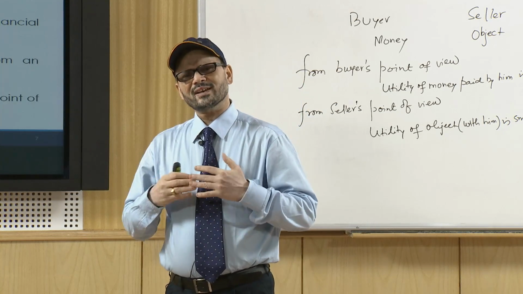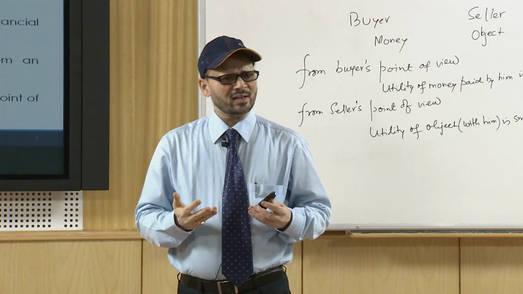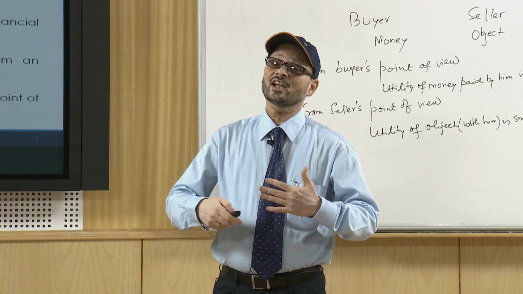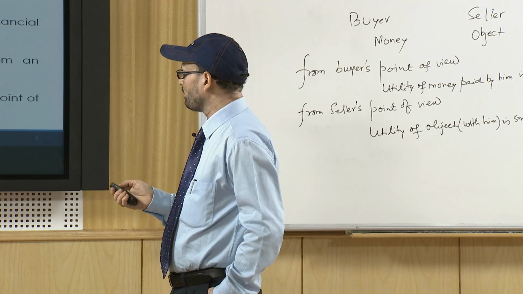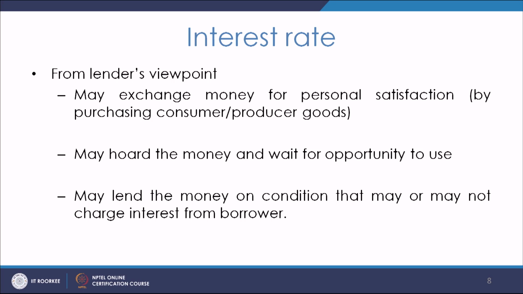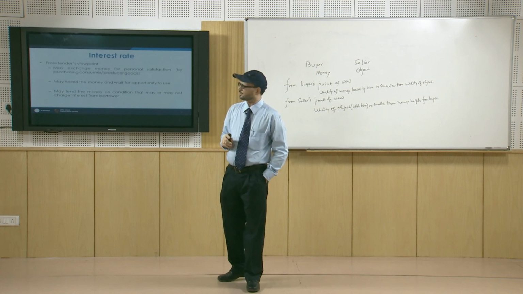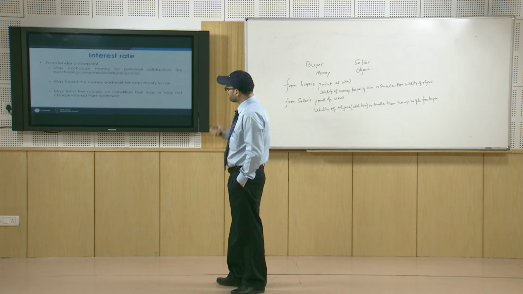So, interest rate is taken differently for both the parties. How is it taken differently for both the parties? From the lender's viewpoint, meaning the person who is lending the money, what does he feel and why is he going to charge the interest?